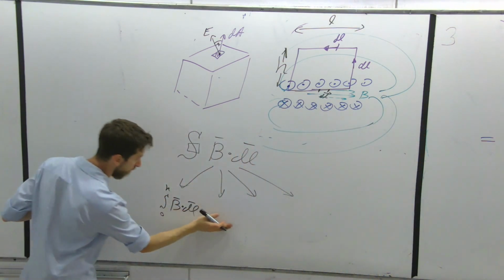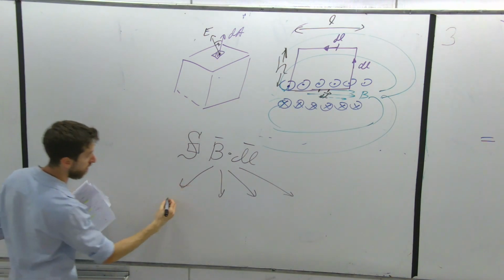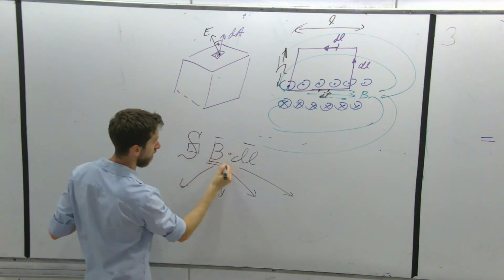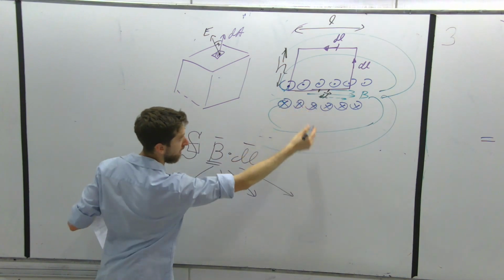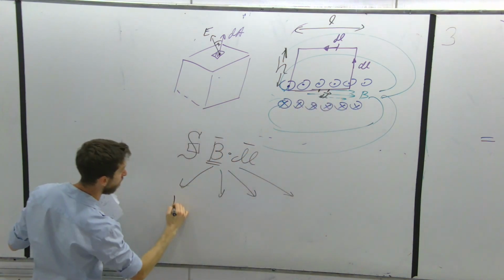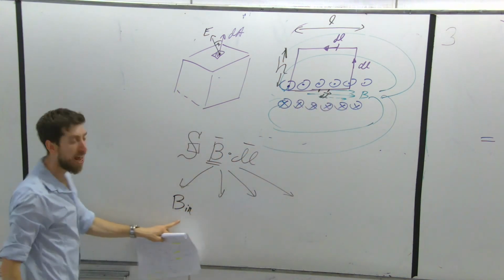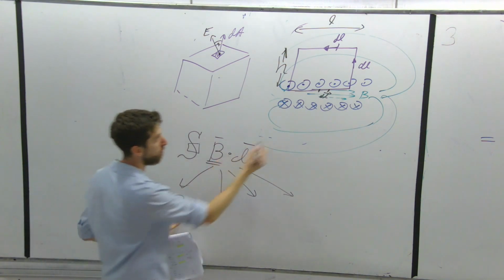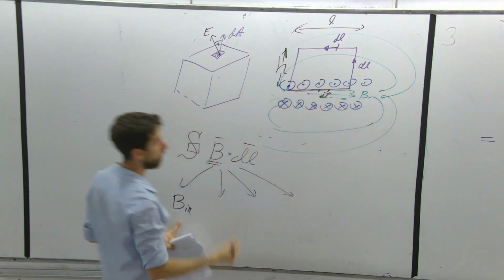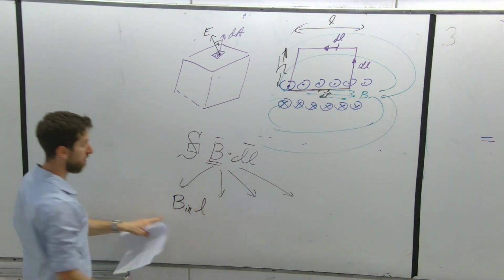So I can actually do it simpler. The multiplication: B is going to be some value, B in, inside the solenoid, and the dot product is going to be 1. So it actually ends up being B in times L.